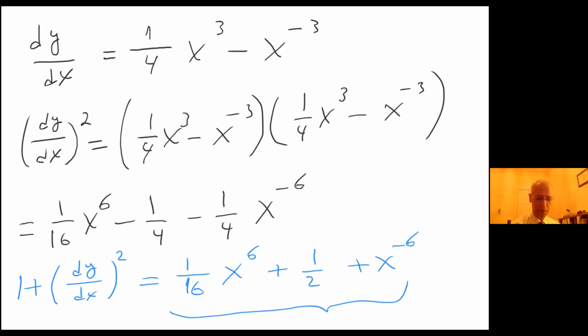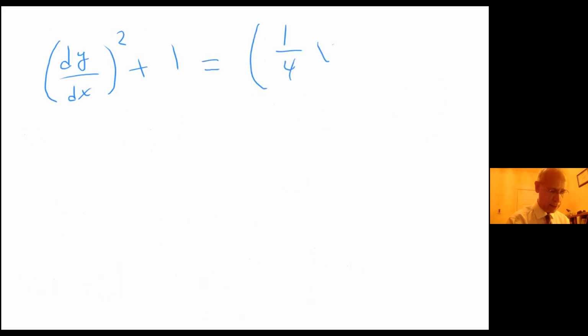So let me go to the next page and claim that (dy/dx) squared plus 1, or 1 plus (dy/dx) squared, doesn't matter, equals 1/4 x cubed plus x to the negative 3, quantity squared. You may have to review your algebra for this step. So now that I have that, I want to go ahead and do the integral.